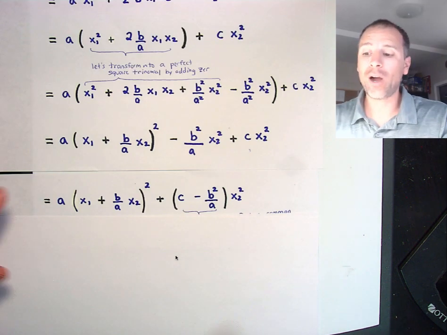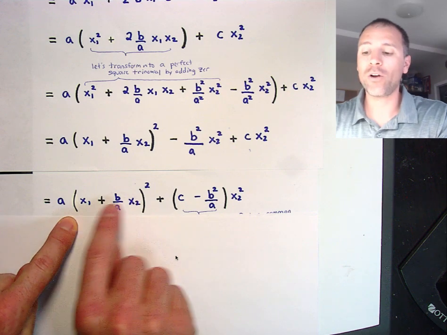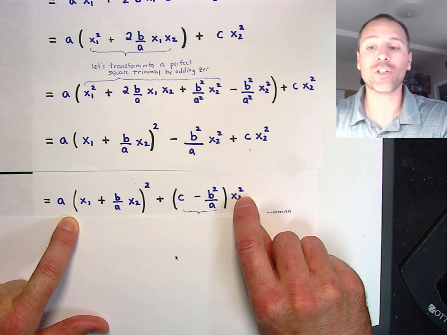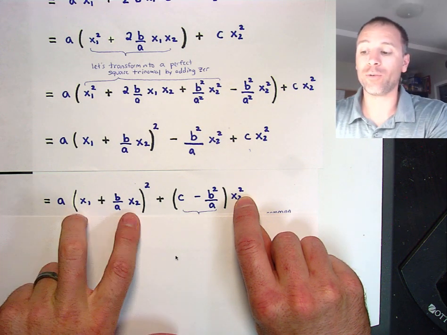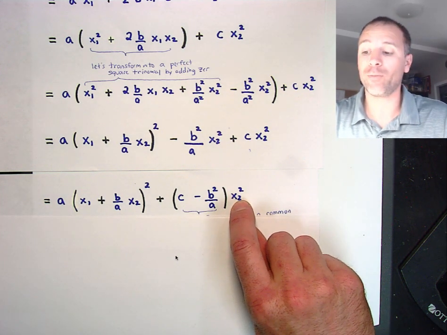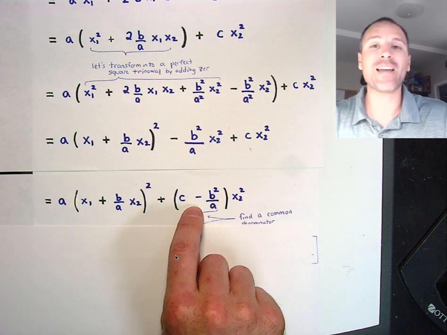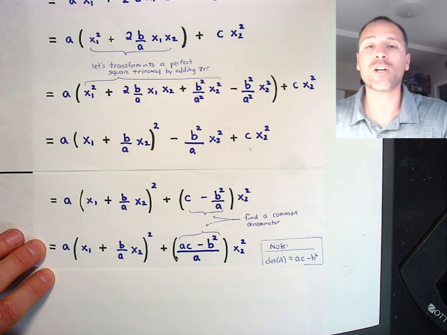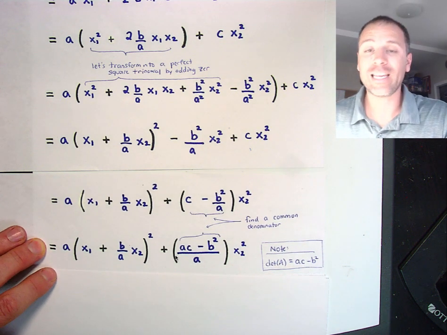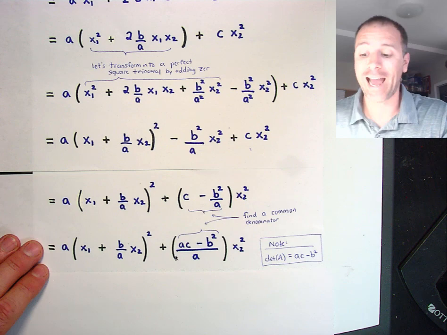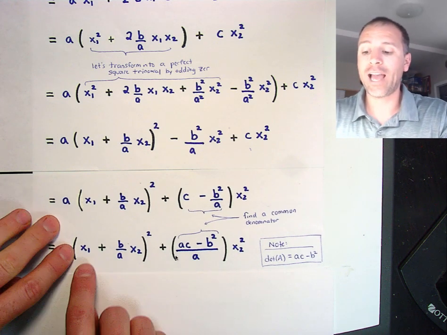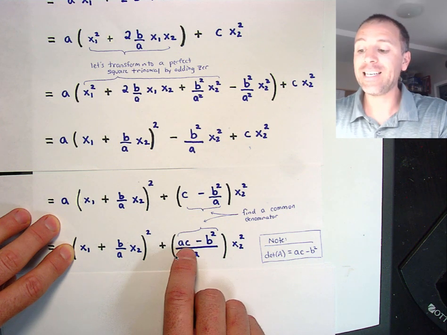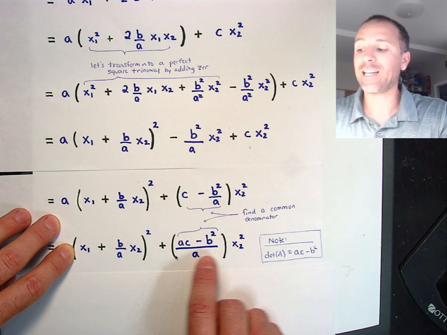But notice this is super powerful because now I have a pure square in the first term and a coefficient times a pure square in the second term. One of those has to do with the two variables combined. The other one is a pure second variable squared. In fact, I can simplify the algebra here and just combine these together by finding a common denominator. So we say that the quadratic form could be written in terms of perfect squares as a times quantity x1 plus b over a x2 squared plus ac minus b squared divided by a times x2 squared.